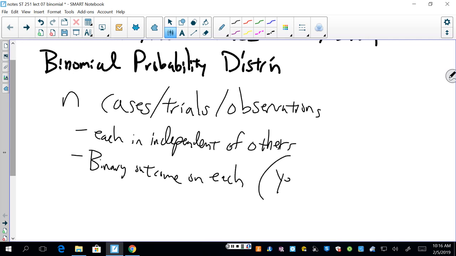Sometimes, this might be yes or no. Does the individual have a particular disease or not? Do they have a certain opinion or not? Is somebody female or male? Depending on what you're asking. Sometimes it's called success or failure.